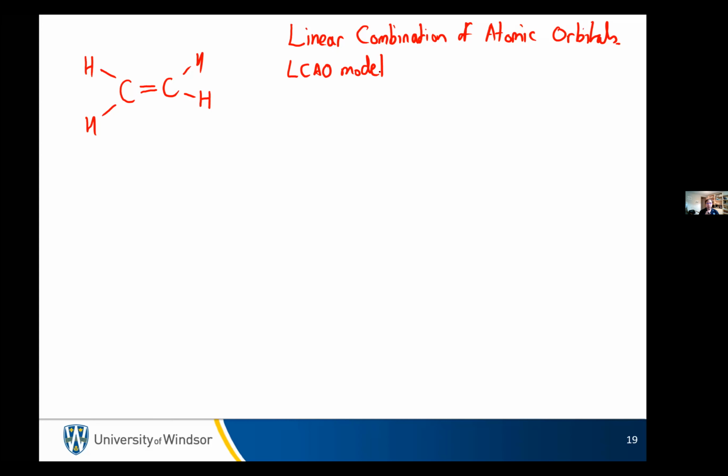The first thing we need to do is figure out what the hybridization of every atom on here is. Well, hydrogens are easy. They're all 1s, because there's only one orbital, so there's no hybridization. That's stupid easy.